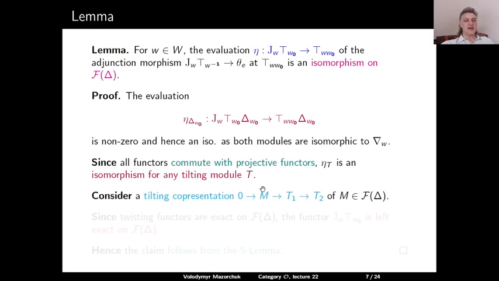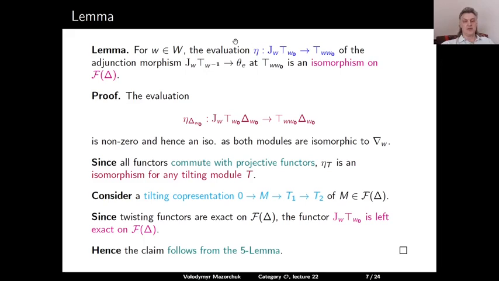So now we can take a module M in F(delta) and consider its two-step tilting presentation. Since twisting functors are exact on F(delta), the functor J_w-T_w w0 is left exact on F(delta), and therefore the claim of the lemma follows from the five lemma. We get a commutative diagram with exact rows where the evaluations at T1 and T2 are isomorphisms, therefore the evaluation at M will also be an isomorphism.